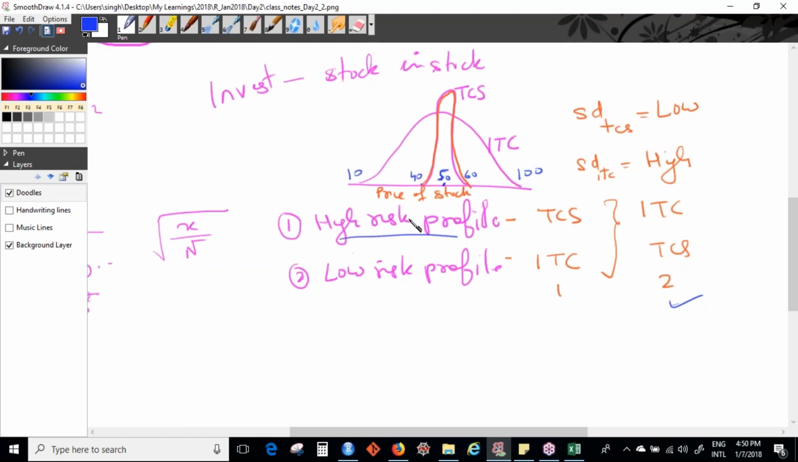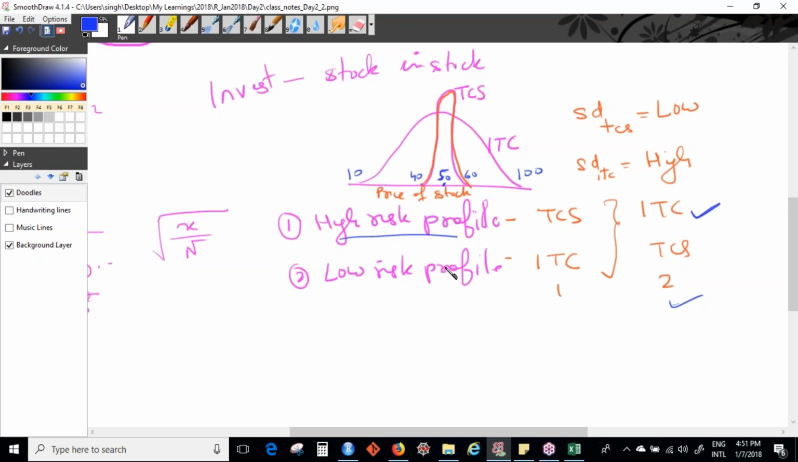So high risk profile means this guy is okay to take risks. So that means he will prefer ITC because he wants to take risks. He has a high risk profile. So he can take the risks. Okay. He can take the risks of going till 10 rupees, but he will try to maximize his profit. So he will prefer ITC stock.